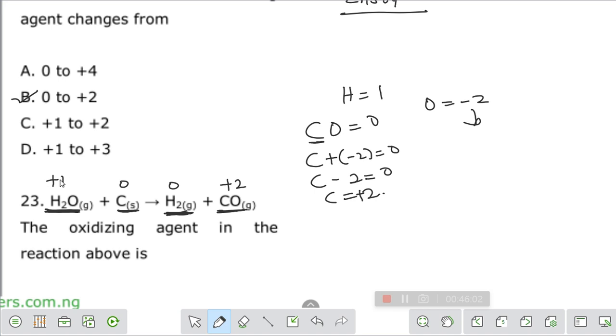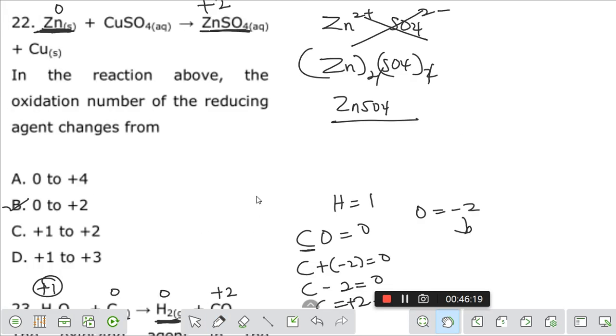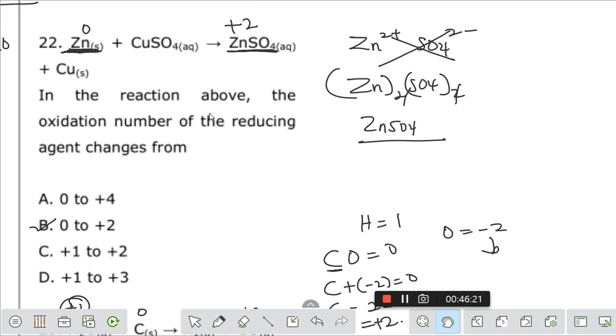So it means it's reduced. And I told you oxidizing agents, they reduce. Reducing agents, they oxidize. That is, oxidize means they increase in oxidation number. So oxidizing agent means they decrease in oxidation number. So you can see that it's actually decreased from +1 to 0. When I was talking about carbon, it actually increased. So that's why we call it a reducing agent.